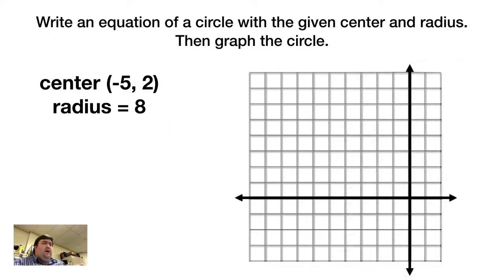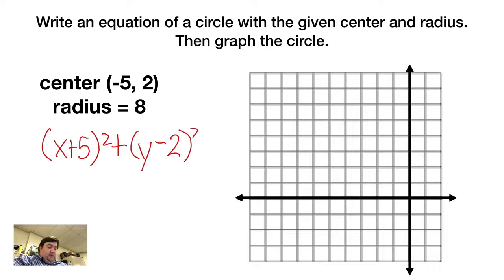Okay, let's try another one. In this case, the center is at (-5, 2), and the radius is 8. So we would say x minus our h value. Since it's minus a -5, it ends up becoming plus 5, squared, plus y minus, in this case, 2, squared equals 8 squared, which is 64.